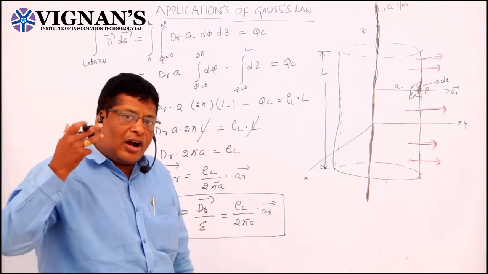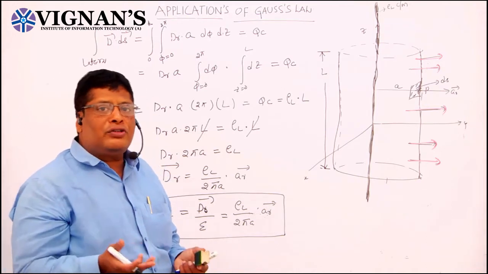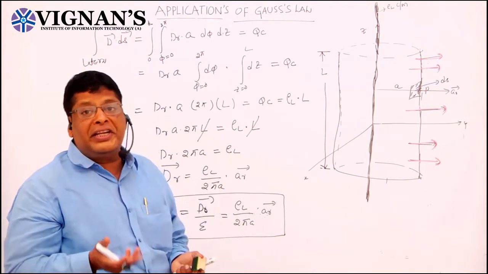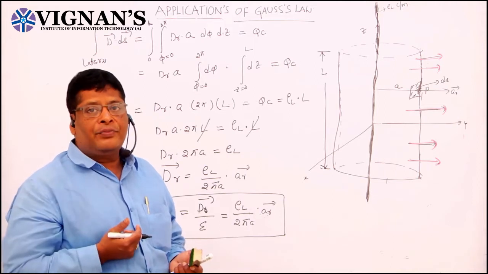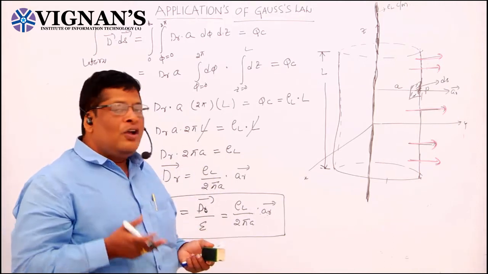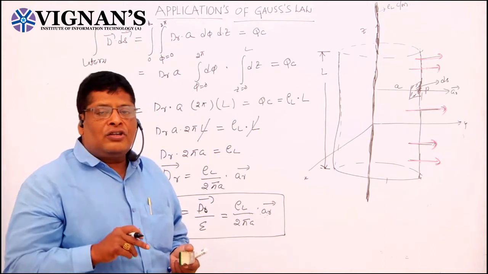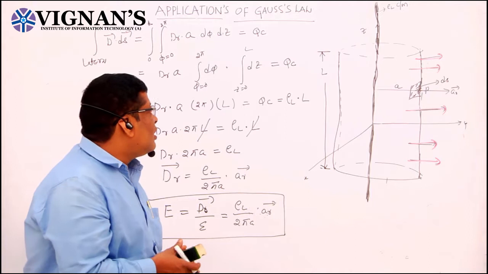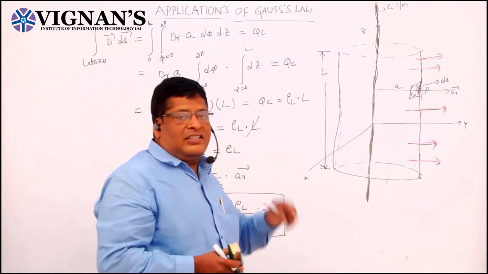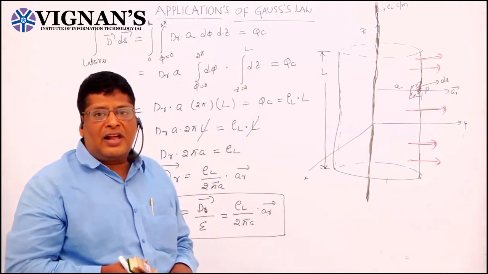You can also find the electric field intensity by using Coulomb's law, but it is very tedious and difficult. Through Gauss law, you can easily derive the electric field intensity due to the infinite line charge. In this case, we are assuming that the line charge is placed on the z-axis.